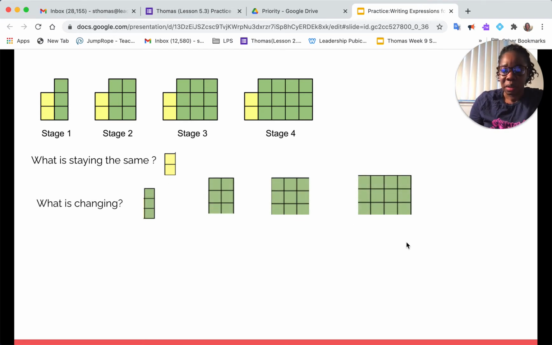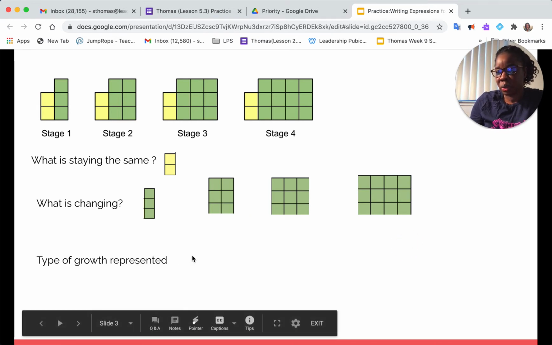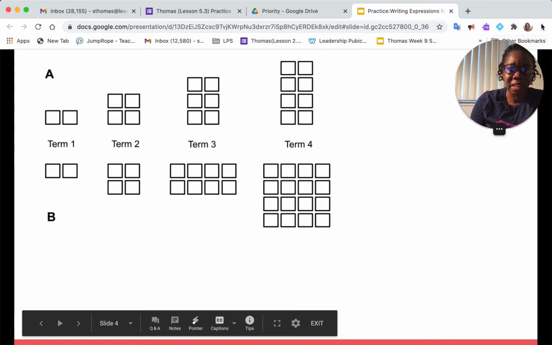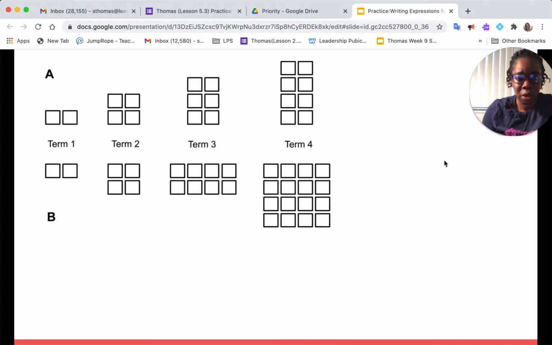And also, what's a type of growth? So we're going to look at what's a type of growth. So these are the questions that come up in my head. And then the last thing is answering that last question. So what is wrong with this thing?